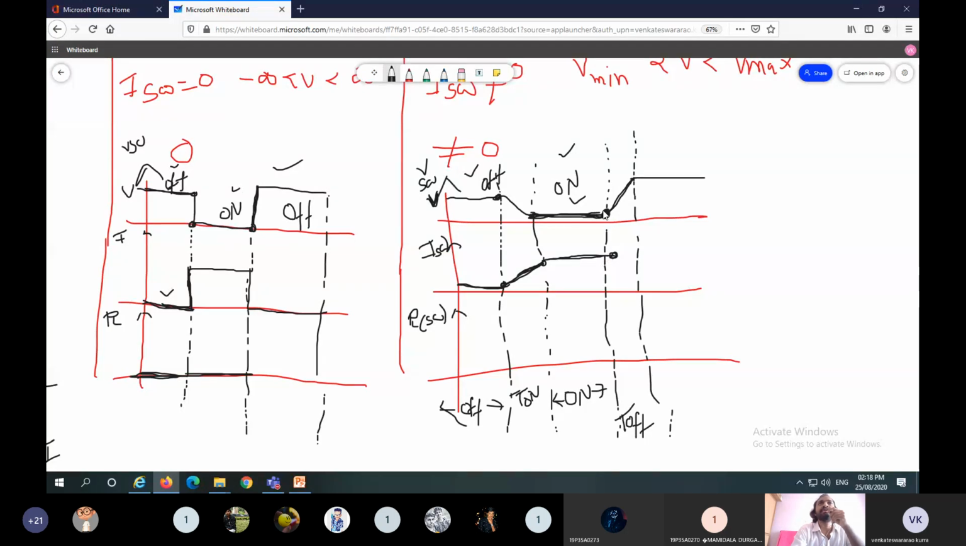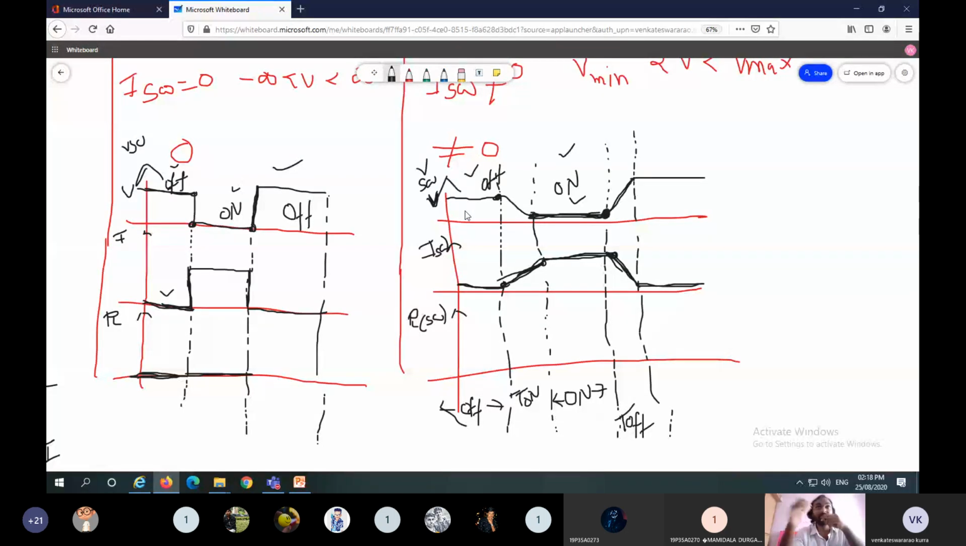So when the device is turned off, the current flowing through the device gradually decreases like this. It will not become zero instantaneously like an ideal device. It will take a certain time to decrease, and it will not be equal to zero. So there is some small amount of current flowing like this. So these are the waveforms of current and voltage for a practical device.